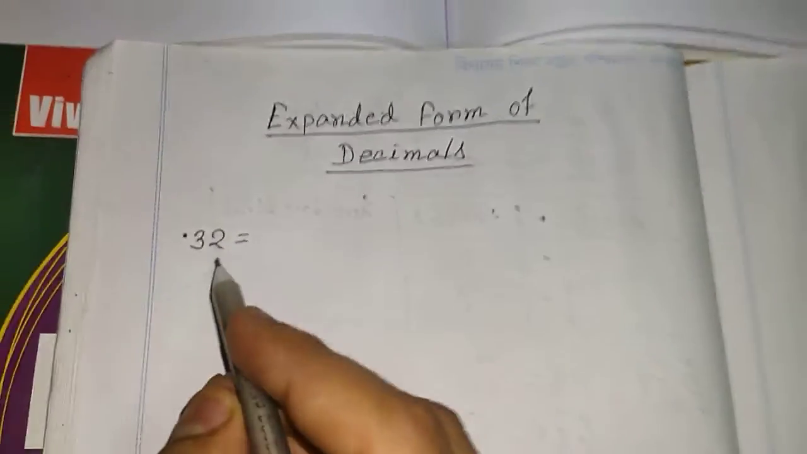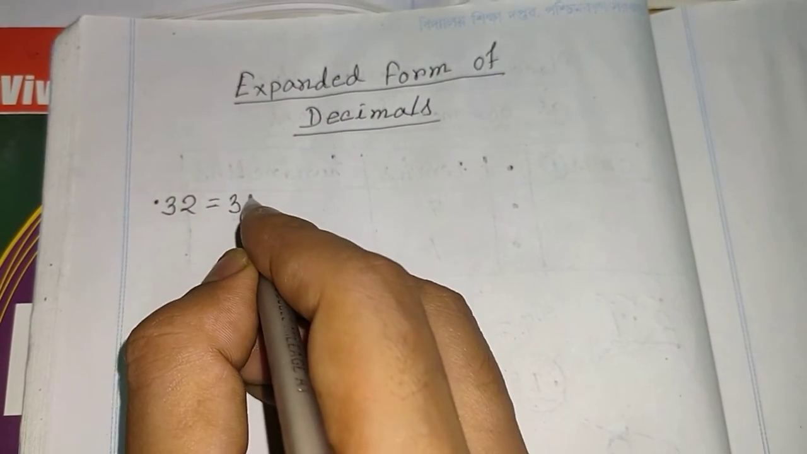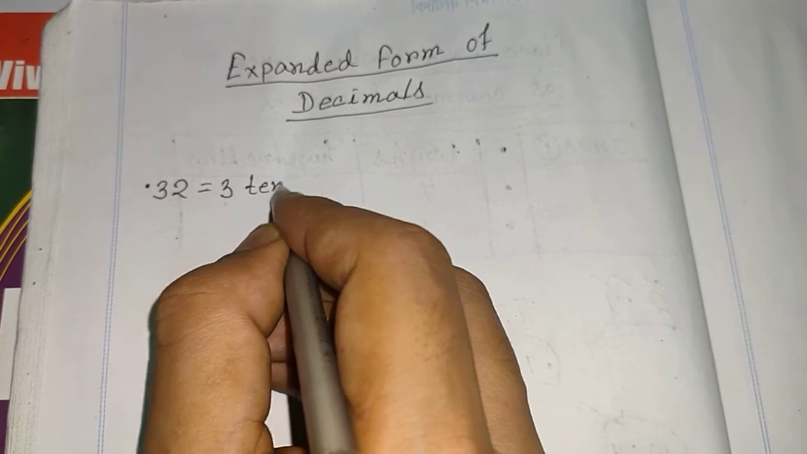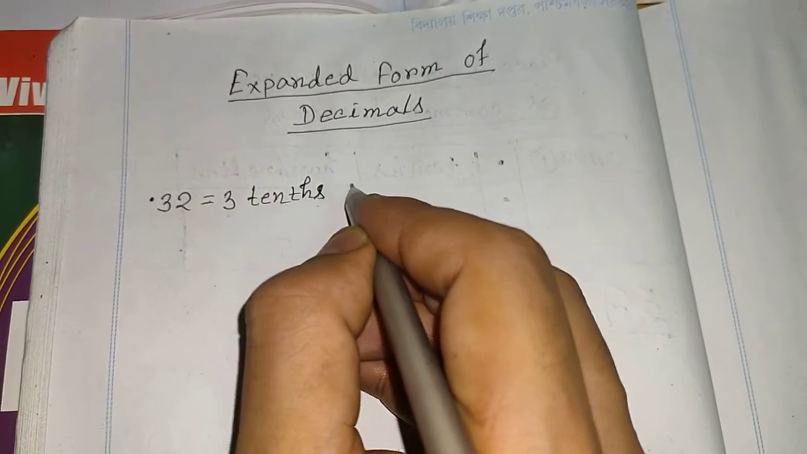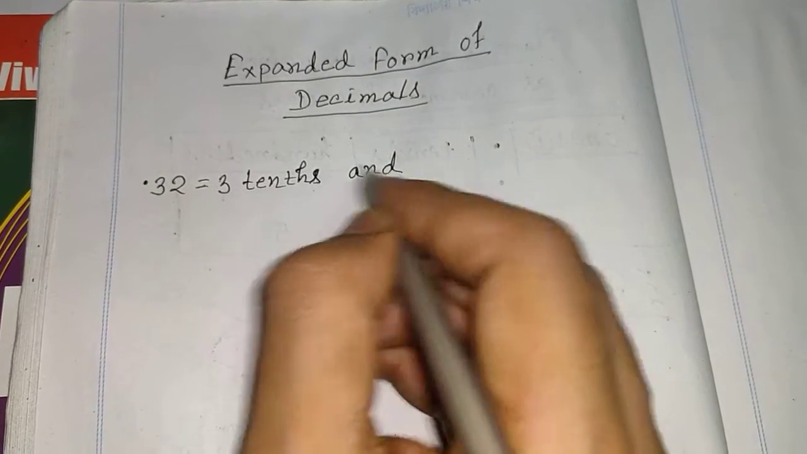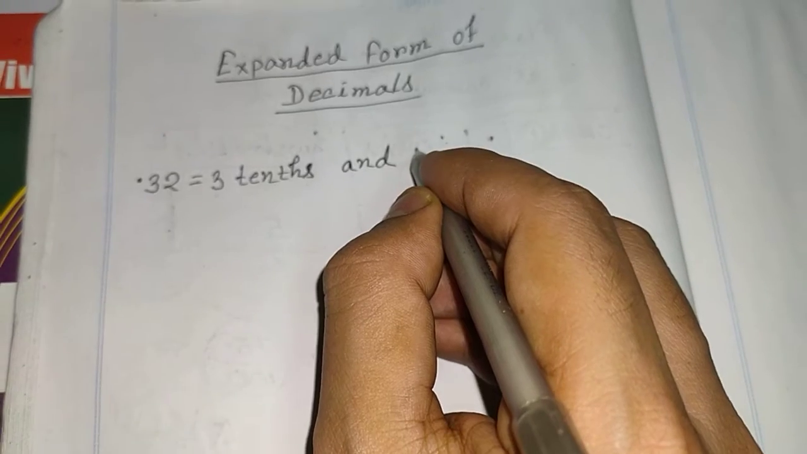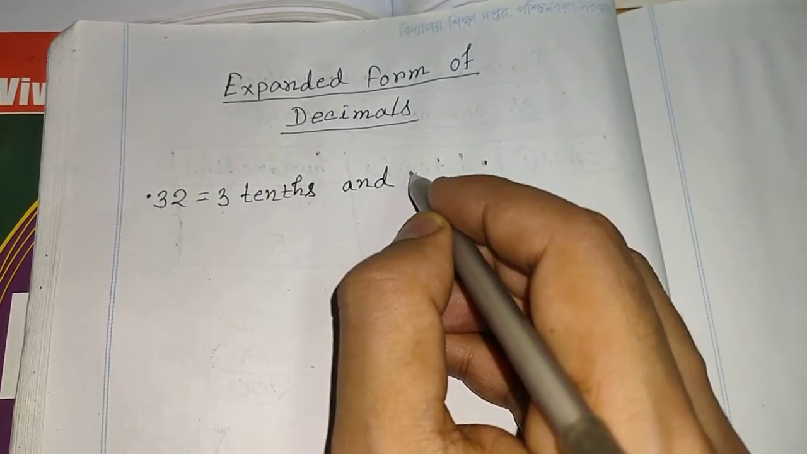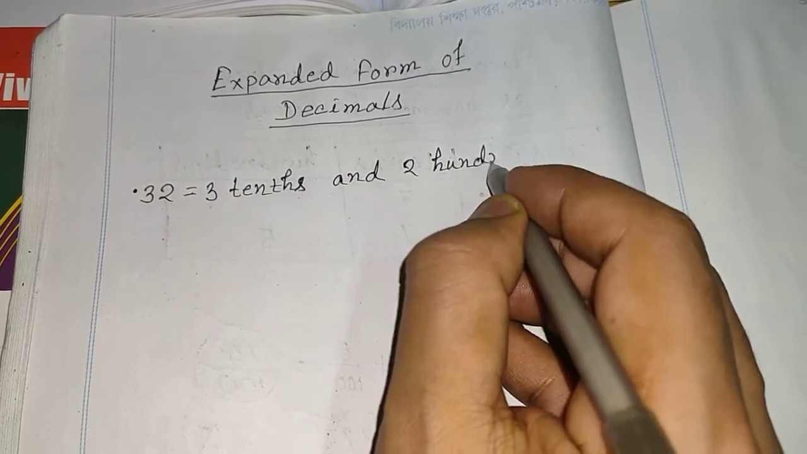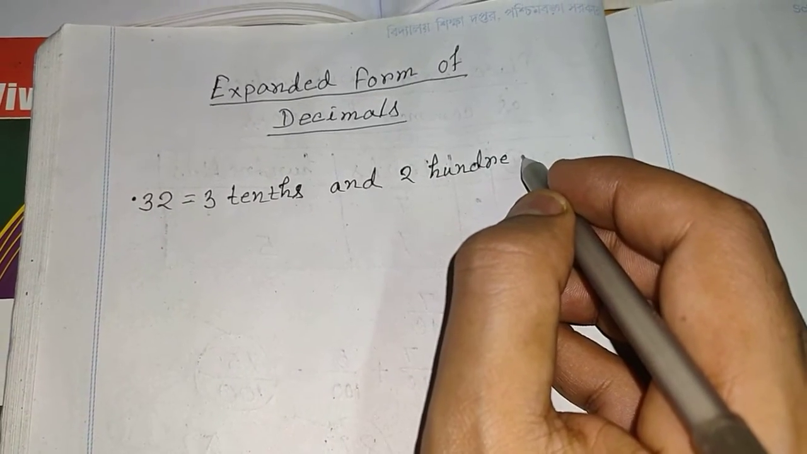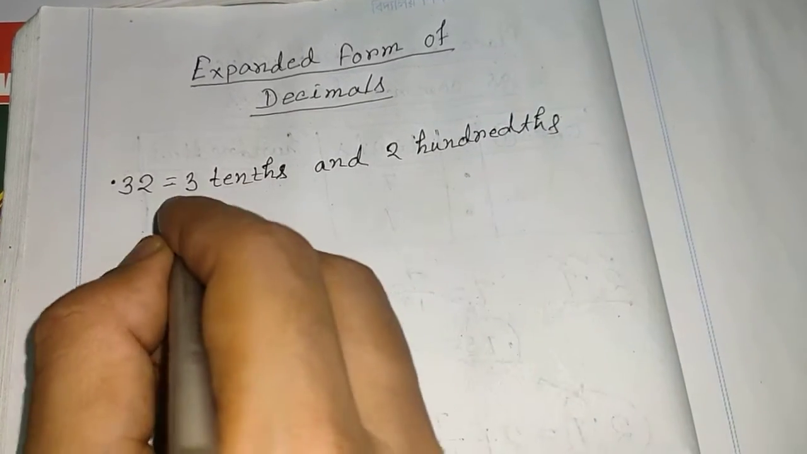This is the tenths place, so we write here 3/10, 3 tenths, and this is the hundredths place, so we write here 2 hundredths together.